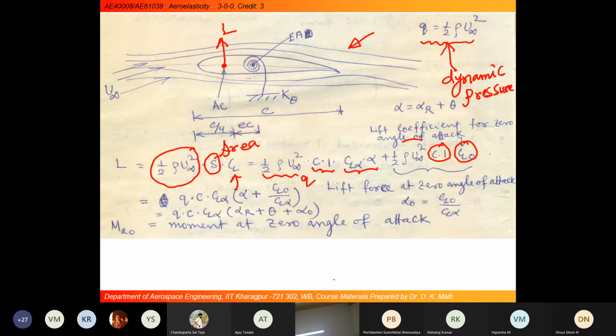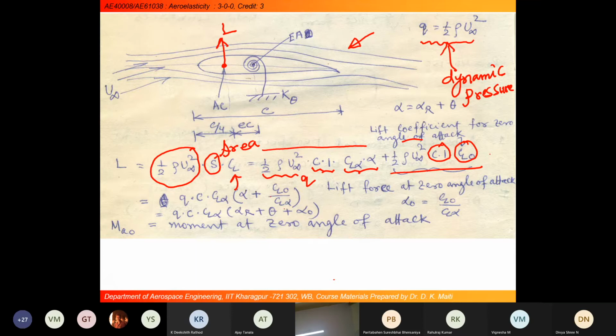So when we are considering a general aerofoil, the lift force will be related to this angle of attack plus the lift force due to inherent lift force without any angle of attack, or zero angle of attack. So that is the thing, whatever we have added here, the two components of the lift coefficient. And then if we take this Q into C into CL alpha outside, it will become alpha plus CL naught by CL alpha. This is actually angle of attack.